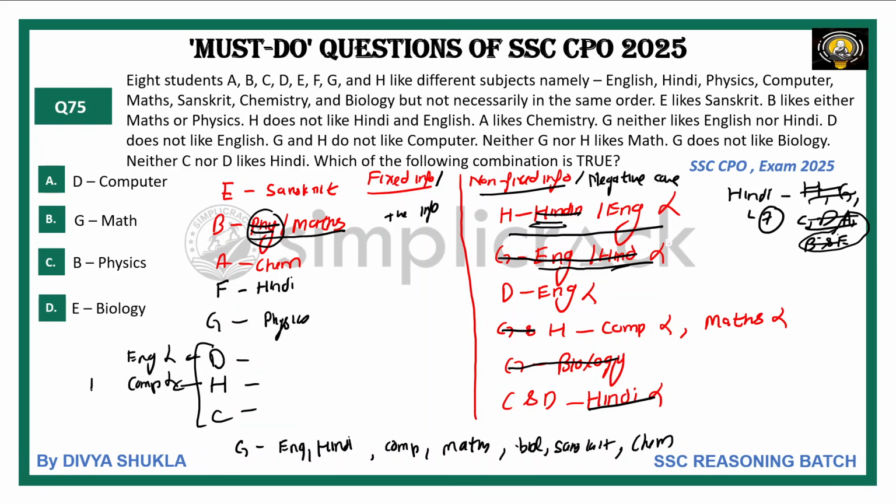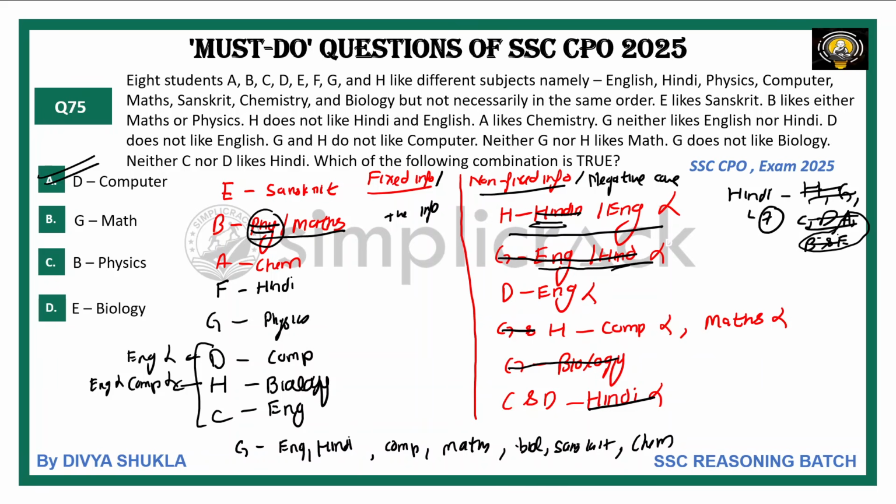So you can see that H does not like English. If H is not liking English, that means English is being liked by C. H is not liking computer, that means computer is being liked by D. Only one subject is remaining, and that is I think biology, and biology is being liked by H. I hope this question is clear to all of you. Which of the following combination is correct? Option A is the correct answer for this question, that means D is liking computer. I hope this is clear.